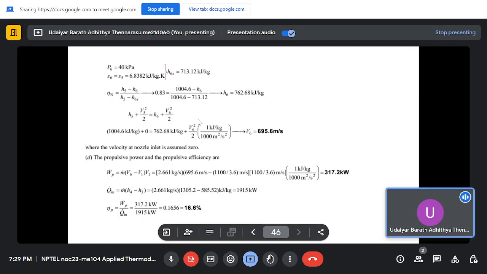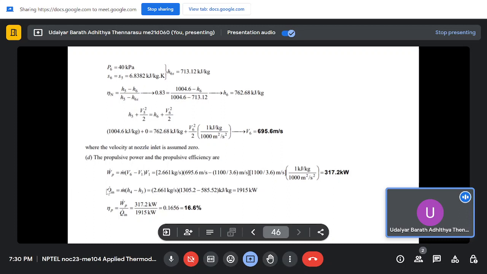Now when we apply the steady flow energy equation across the nozzle, we can find out the velocity at exit. The jet velocity then will be 695.6 meters per second. Now we have found the jet velocity, so we can find the propulsive power. It is equal to m dot times (v6 minus v1), that is the thrust, times the air velocity. So we know all the values. On substituting, we get the propulsive power as 317.2 kilowatt.